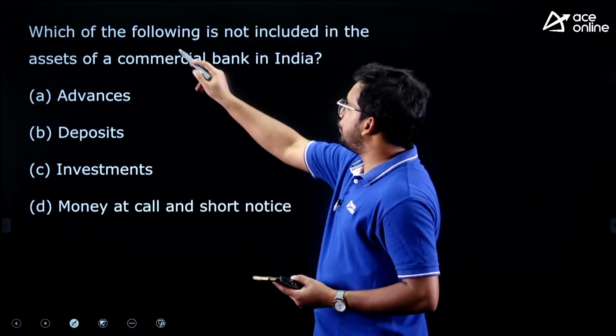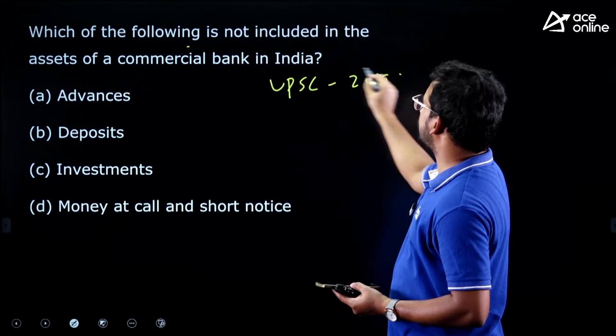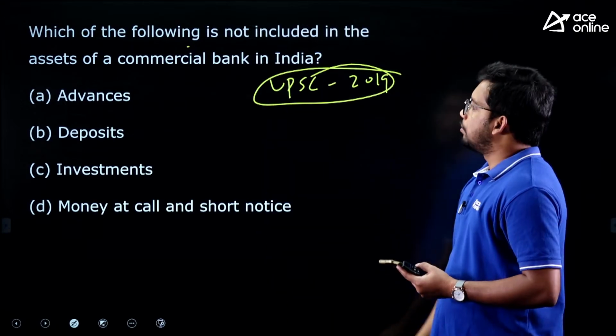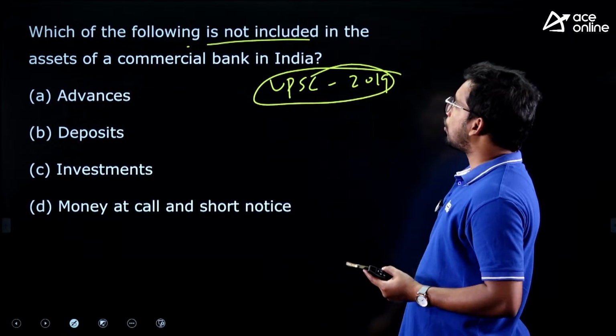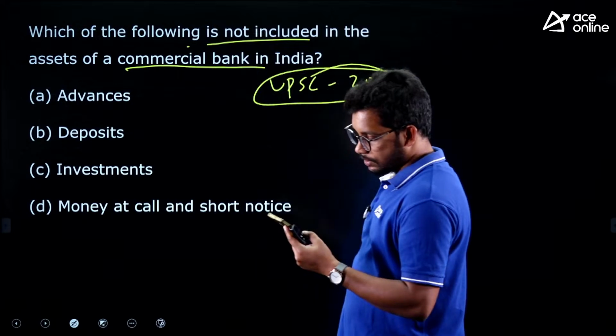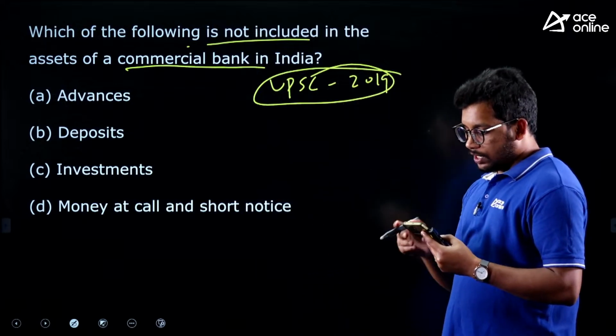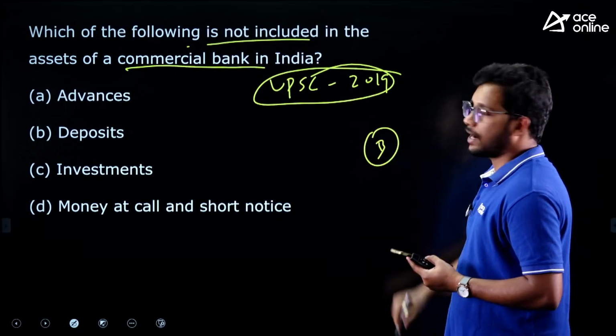Next one. This was asked in UPSC Civil Services 2019. Very simple question. But yes, this can be repeated in our SSC exam as well. Which of the following is not included in the assets of a commercial bank? For example, I am a bank.